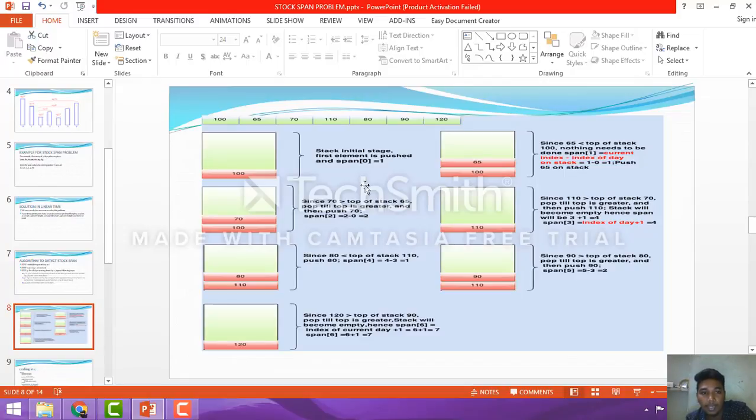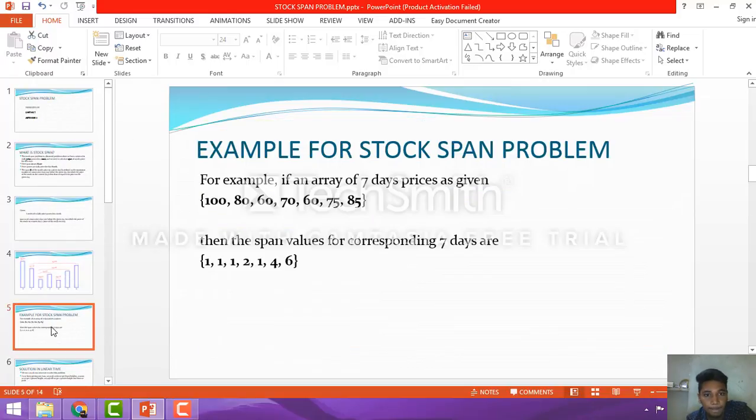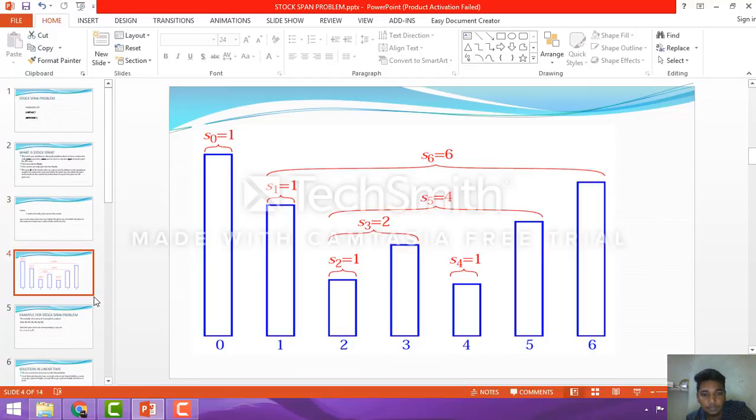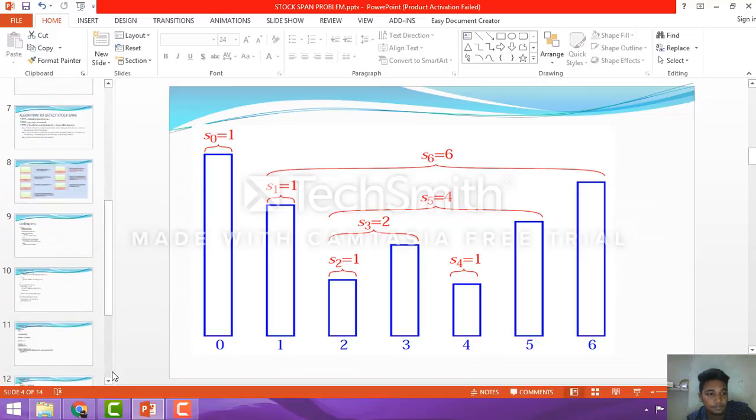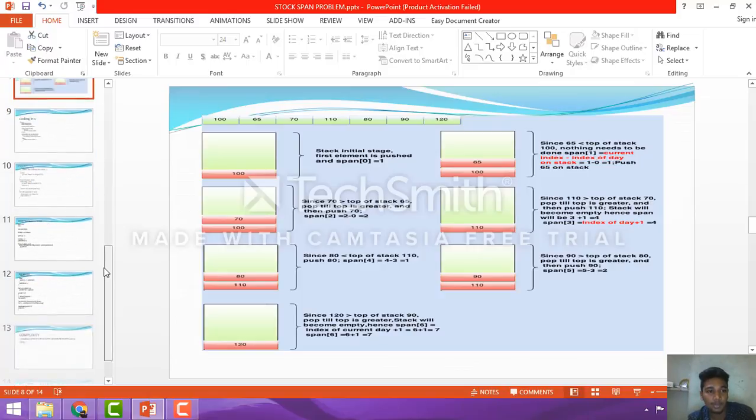And then look here, the 70 is lesser than 100, so the condition is true. So 2 minus 0 is 2. Here the 70 value, the span is 2 minus 0. Likewise, we have to find the span value for all the n days. This is known as the stock span problem.